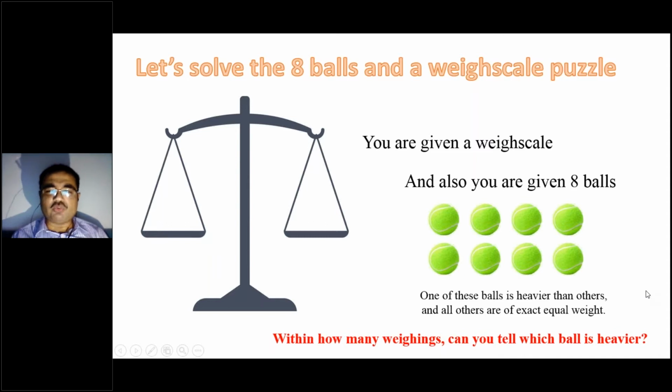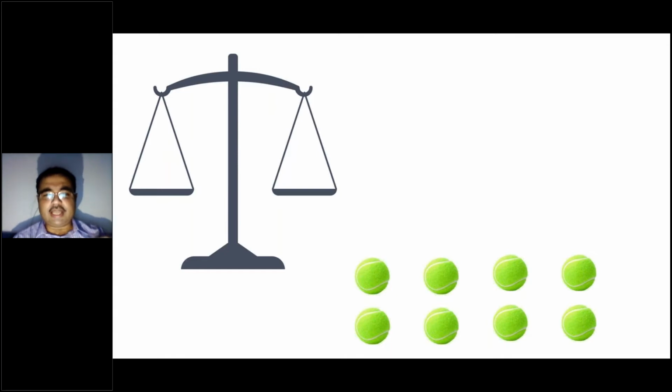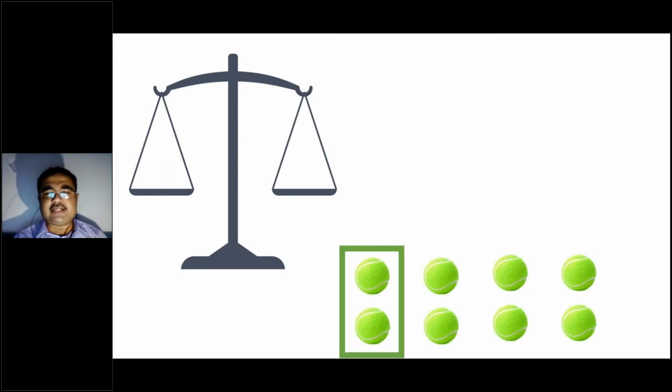So the first way of doing it can be very simple. You have already started guessing. Some are guessing minimum 3, minimum 4, minimum 2, whatever you are thinking of in your mind. But I will approach this solution one by one. Say, for example, you take up the 8 balls like this and select 2 balls. Now you put these 2 balls onto the weighscale.